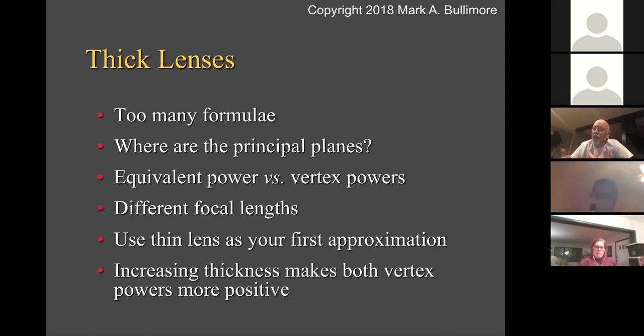But as I said before, I would always encourage you to use a thin lens as your first approximation. So if you're asked to calculate the power of anything, calculate the thin lens power first and then go from there. And remember that increasing the thickness of a lens will make both vertex powers more positive, because just like increasing the vertex distance, just like light going through space, if you add thickness to a lens, the light travels further, and the vergence is going to get more positive.